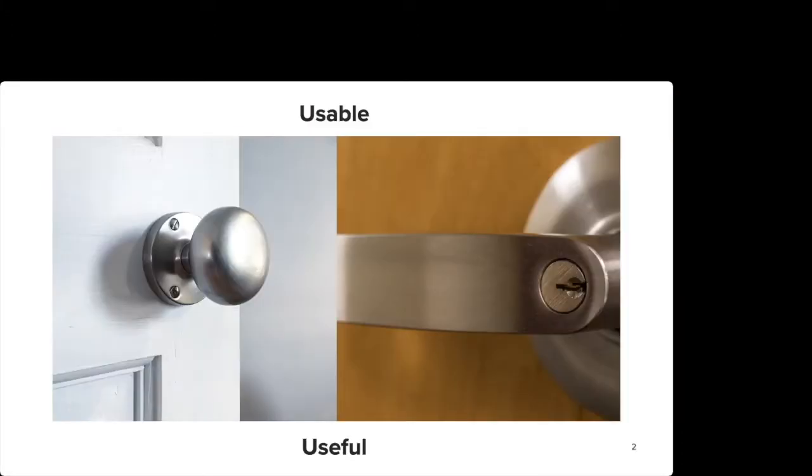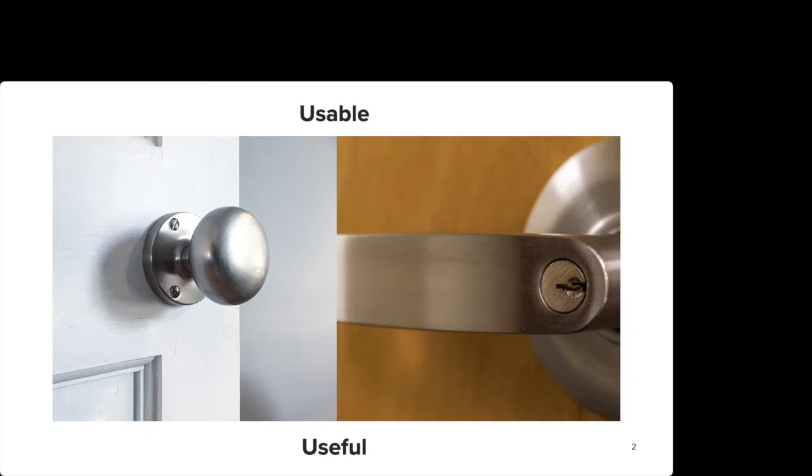Let's first consider these terms in the context of physical objects like door handles. Both of the door handles pictured here are useful. They can both be used to open a door. But which one is more usable? The one on the left typically requires some dexterity to be able to grasp and turn the knob to open the door. The one on the right requires an up and down motion.